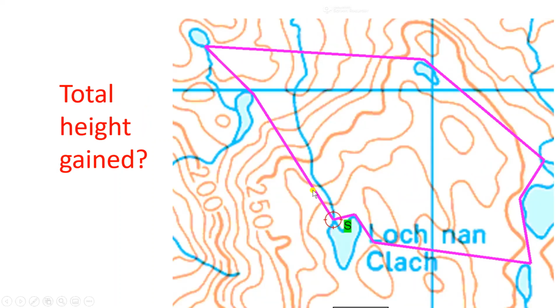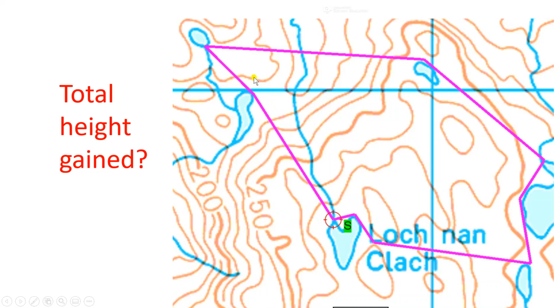Next one, total height gain. So it's all about counting the contours. We can see here from 200 to 250 tells us the contours are in 10 metre intervals. So we need to count them, but we need to know which is down and which is up. So starting here, we're going down. So down, down, down, down, all the way to there.